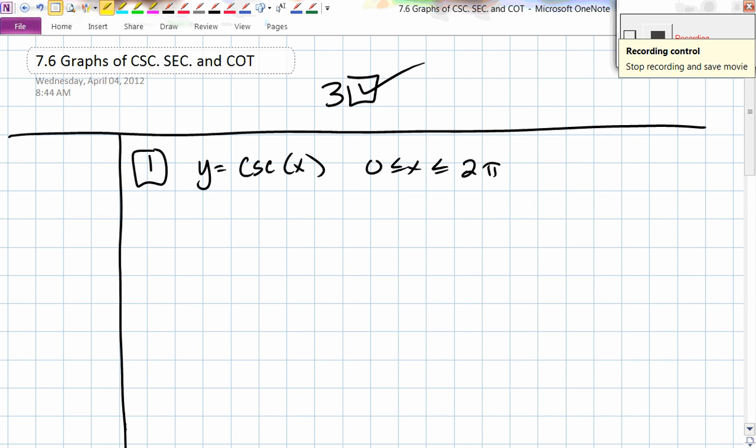We're talking about cosecant, secant, and cotangent, all right? Cosecant, secant, cotangent. We're going to graph all of these from 0 to 2 pi unless we are asked to do something else later on in the book, and we might be able to do that. But for right now, I'm just going to introduce the basic 0 to 2 pi part.